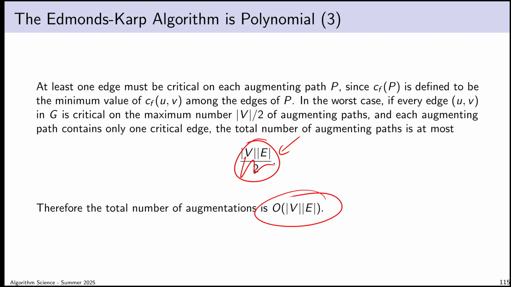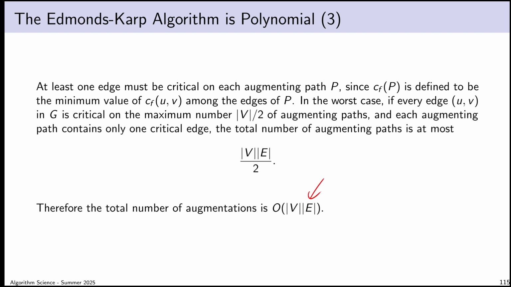Now, I'm using a big O here because I haven't proven that this is actually always required. I've only proven that certainly there's no way any edge can appear on more than a certain number of augmenting paths. I haven't shown that there's a graph where every single edge always appears on the maximum number, which is why I'm using a big O instead of a big theta.